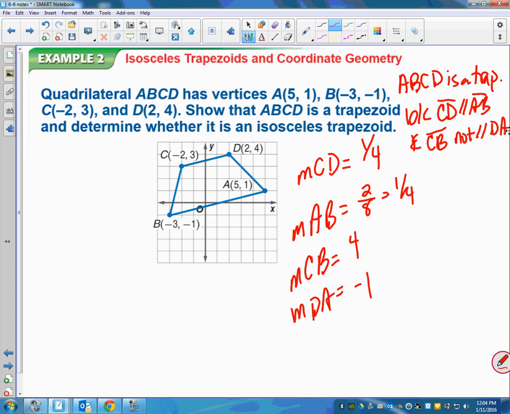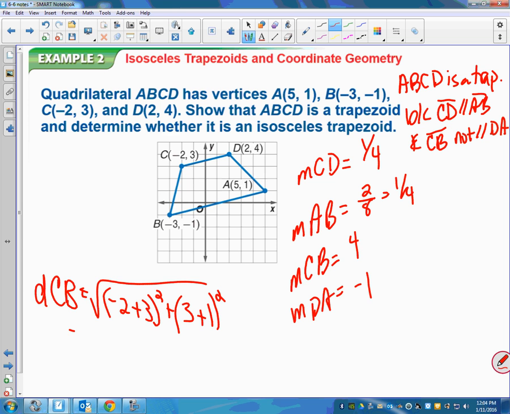The legs, CB and DA. We need to do the distance formula. So for CB, again, I expect to see a little bit of work here. It's not just yes, no. Distance formula: you subtract the x's and square them, and you add that to subtracting the y's. So make sure you're subtracting correctly. So that's -2 minus -3 squared plus 3 minus -1 squared. So that's just going to be 1 plus 16, which is the square root of 17.